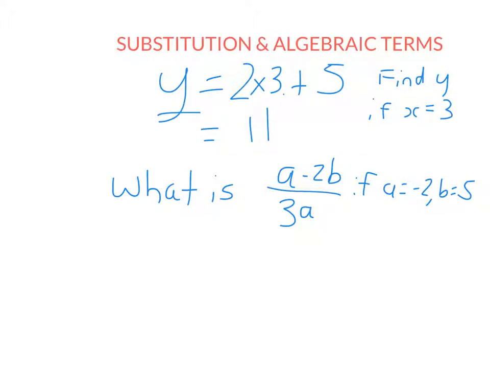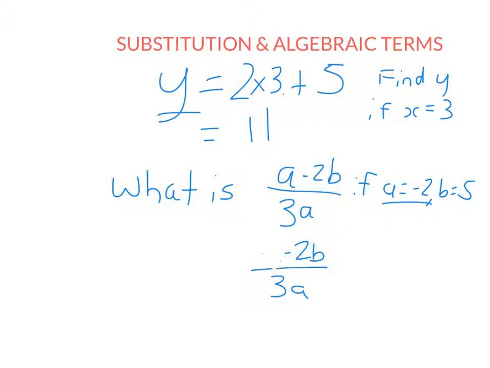So let's look at this question here. This time I'm given not a rule, but an expression involving a's and b's, and I have to substitute the value of two pronumerals. I'm just going to quickly rewrite this expression. Now I'm told that a is minus 2, so everywhere I see an a, I'm going to replace it with minus 2.